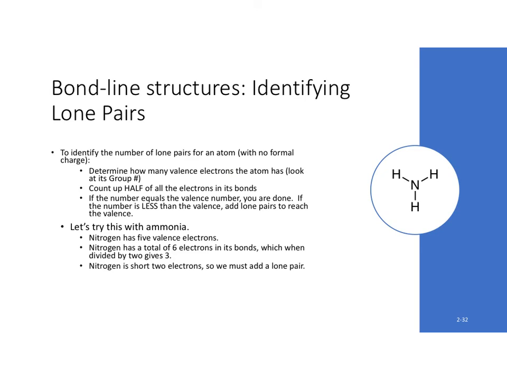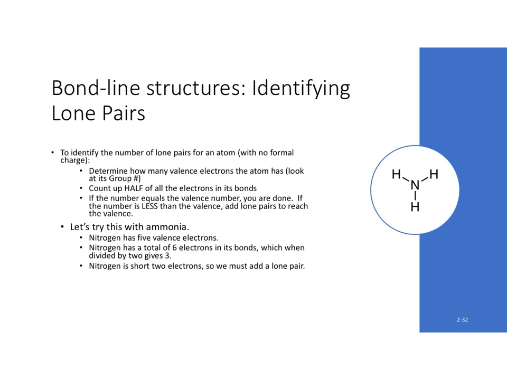A lot of times bond line structures are drawn, but not all of the lone pairs are drawn. So it's important to be able to identify lone pairs. So the way you do this is if you have a bond line structure and you have an atom with no formal charge, in the next chapter we'll talk about formal charge, what you want to do is figure out how many valence electrons it has. You can do this by just looking at the group number in the periodic table. Then you count up half of all the electrons in its bonds. If the number equals the valence number, you're done. If it's less than the valence, then you add lone pairs to reach the valence.